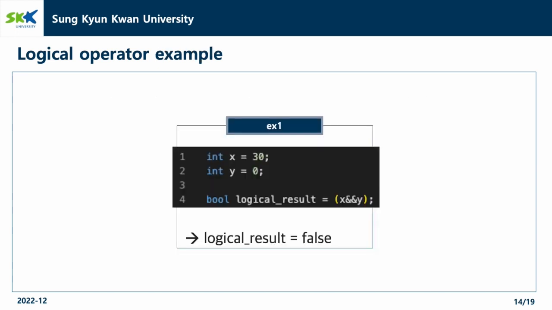Let's look at the example code of the logical operator together. Since y is 0, which means false, the result of the x and y operation becomes false. So, the variable logical result will be assigned false.